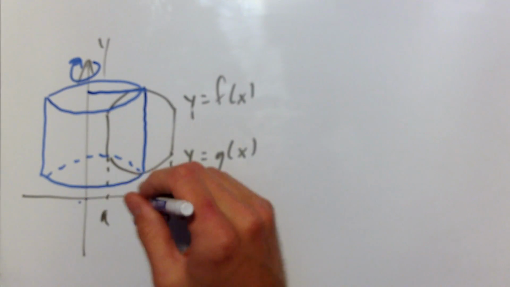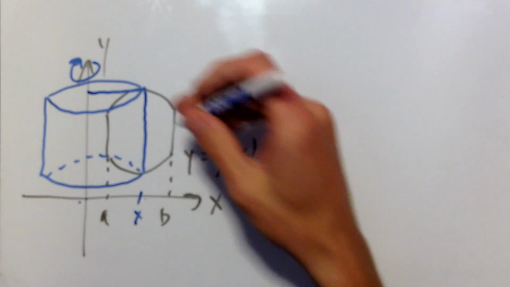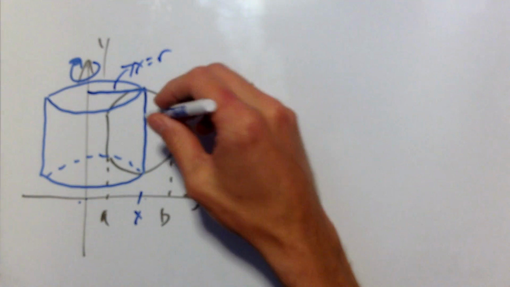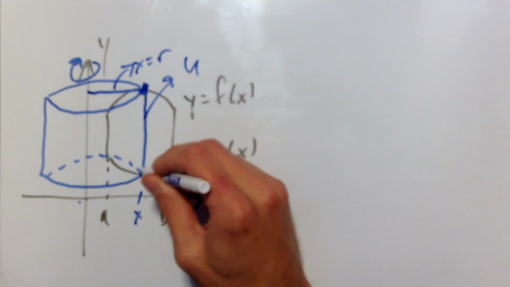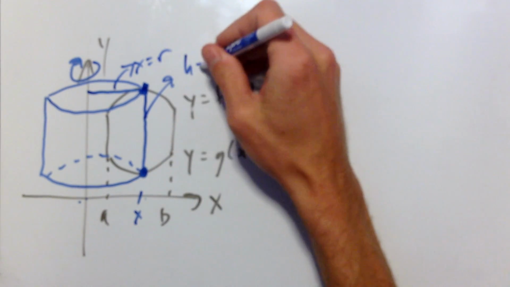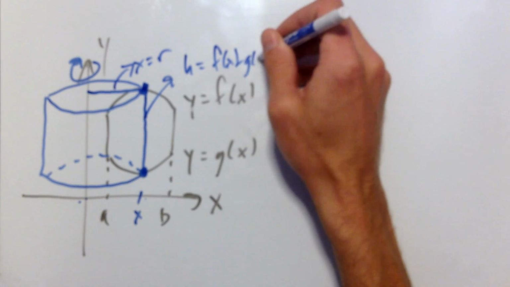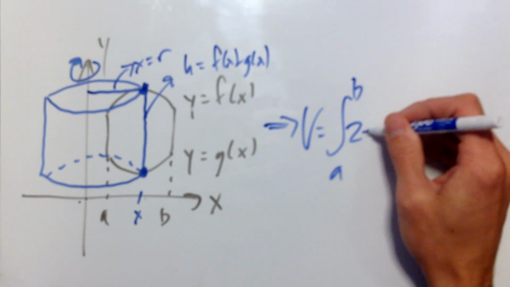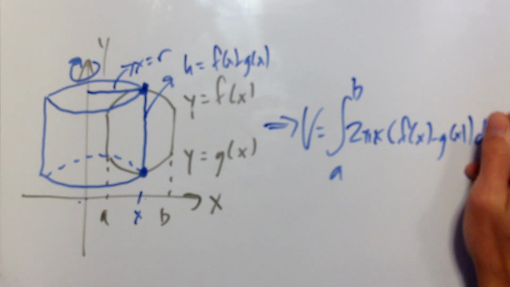Well, the radius, we're always going to be rotating around the y-axis. We could do more general things, but I'm just trying to make life easier for us. So the radius is still going to be r. Well, what's the height going to be? The height is the difference in the y-coordinates between this point up here and this point down here. So the height, h, is equal to f of x minus g of x. So that means that our volume is going to be the integral from a to b of 2 pi x times f of x minus g of x dx.